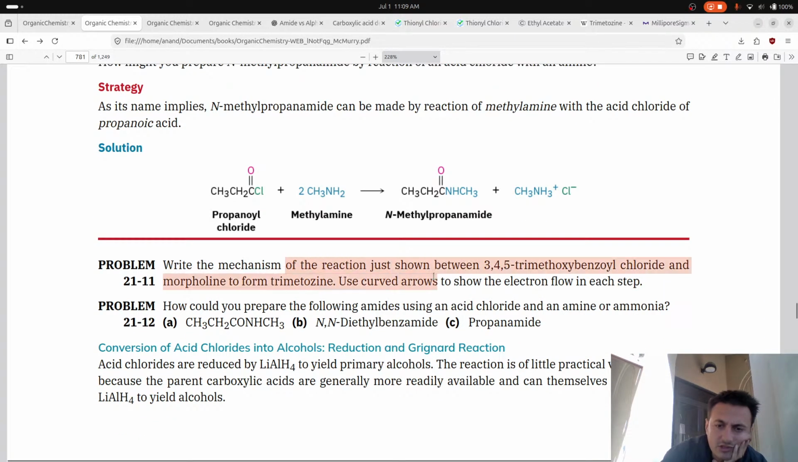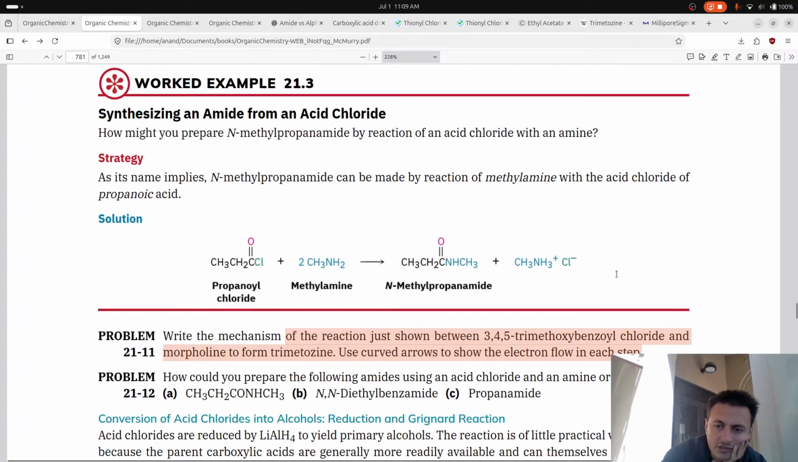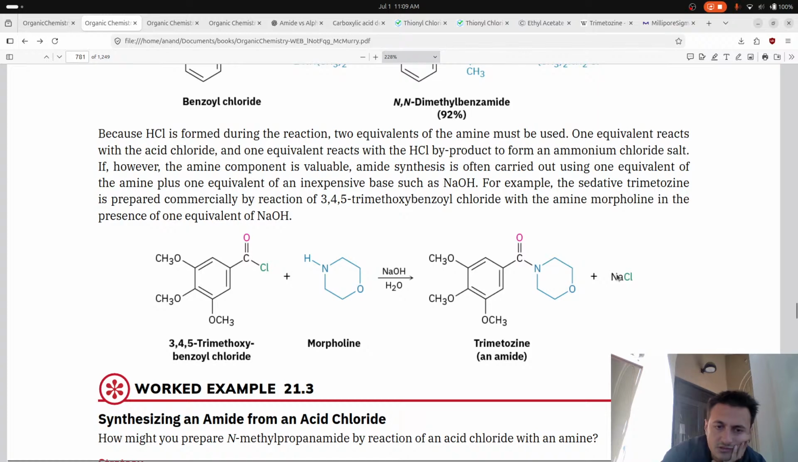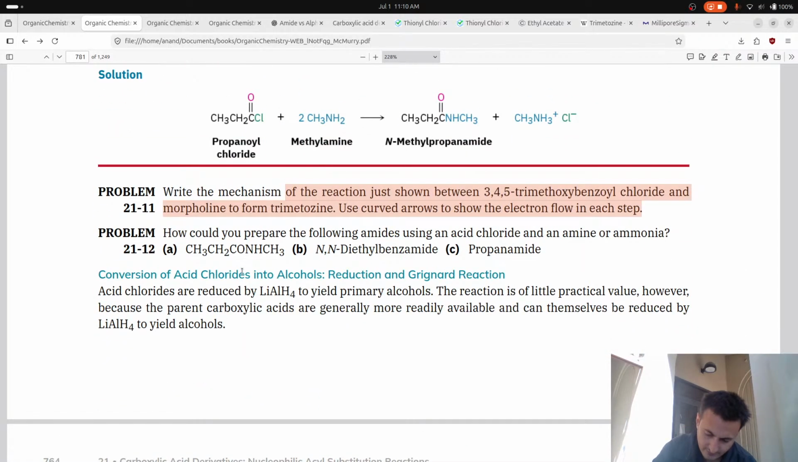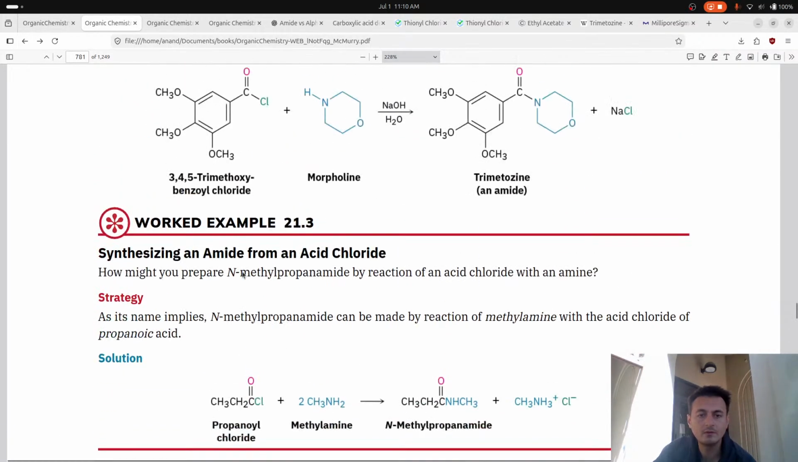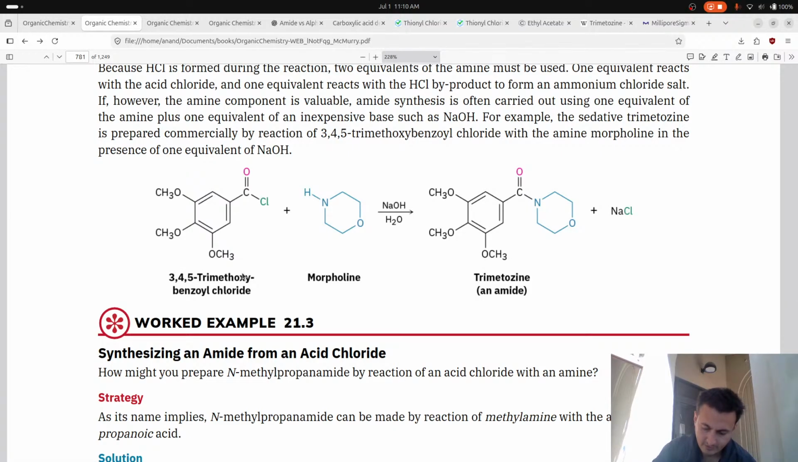Write the mechanism of the reaction just shown between 3,4,5-trimethoxybenzoyl chloride and morpholine. And ooh, okay, let's do it. This sounds fun actually. But I'm just gonna write the generic. I'm not gonna write the whole thing. So we have RCOCl, so there's our acid chloride, and then we have, and I'll draw this one, H, N, and it's a six-membered ring.